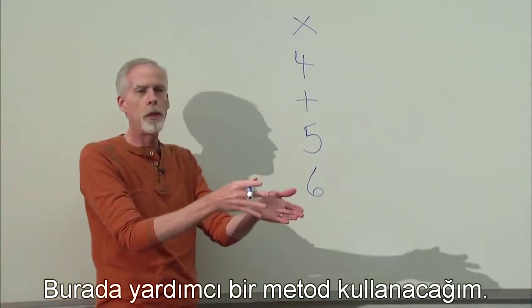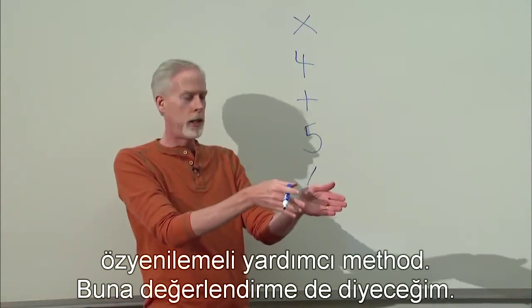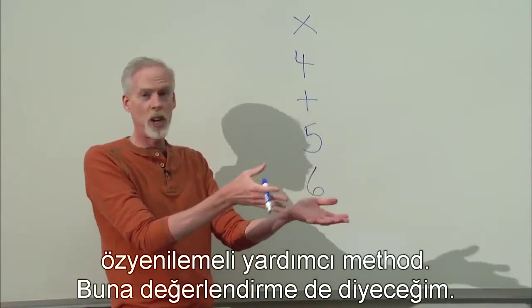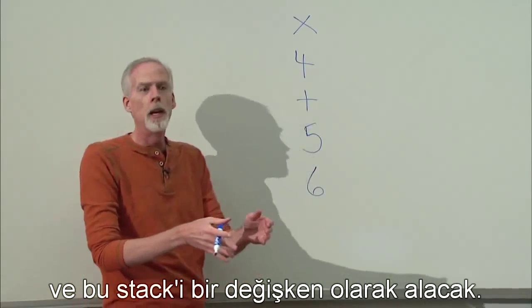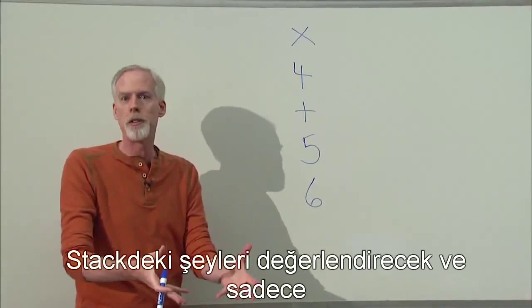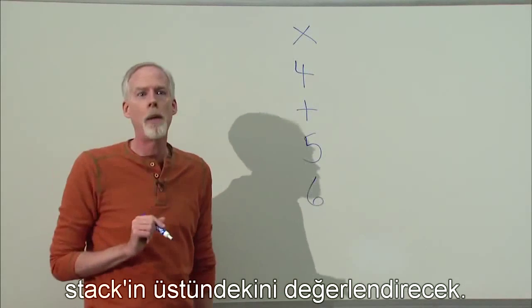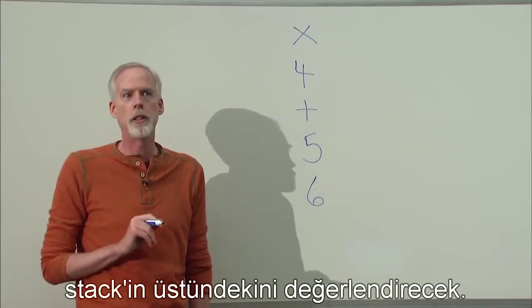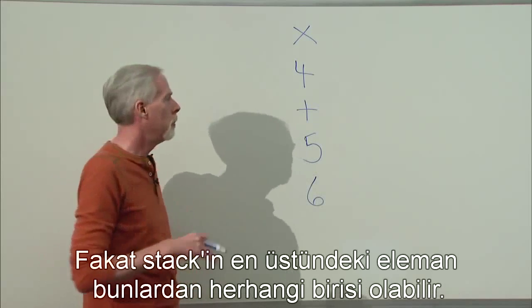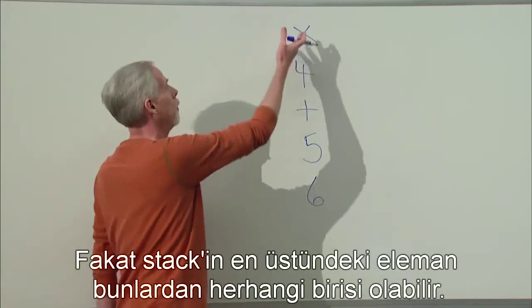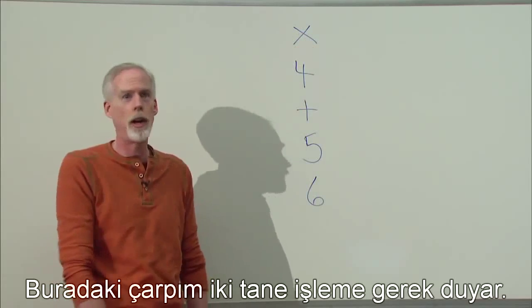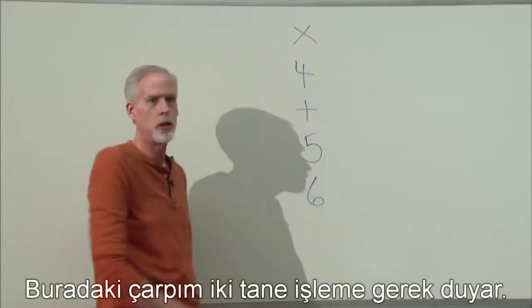Really, I'm going to have a recursive helper method. I'm going to call it evaluate also, actually. It's going to take a stack as an argument, a stack of things to evaluate, and it's only going to evaluate the top thing on the stack and return it. But the top thing on the stack might involve looking at every single one of these, because this times needs its two operands.